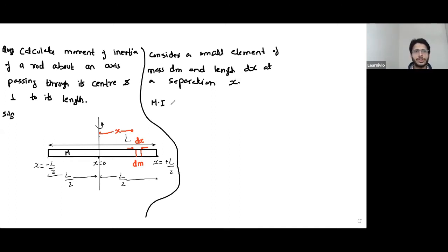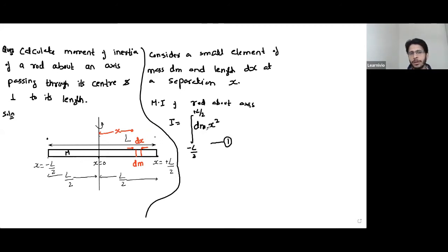So the moment of inertia of the rod about the axis, you can write this as the integral of dm multiplied by the square of the separation between them. The limit is from this point to this point, meaning you're integrating this rod from minus L by 2 to plus L by 2. This is the limit. Okay, can you identify any problem in this limit? This is equation number 1.